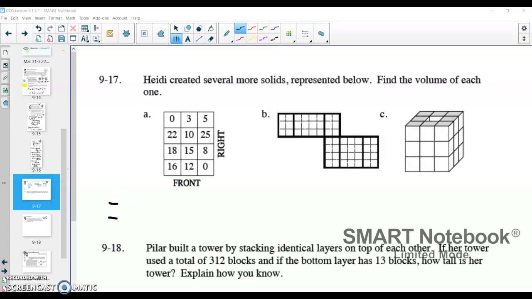Okay, after putting it in my calculator, I just added up all the blocks. So I did 0 plus 3 plus 5 plus 22. I did all of them in my calculator, and I get a volume of 134 units cubed.